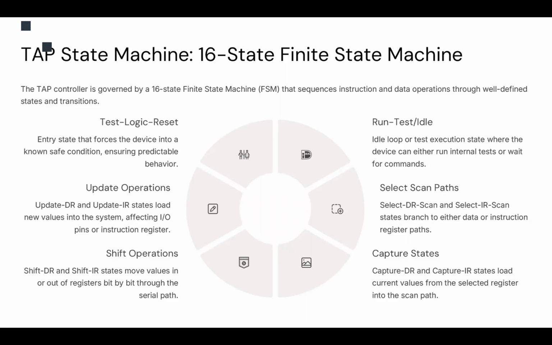We have a test logic reset, which forces the device into a safe condition. We have update operations, which basically load new values into the system. We have the shift operation, which moves the values from cell to cell using the clock pulse. We have the run test state, which is a test execution state. We have select scan path, which basically defines the state branch to either the data or instruction register path. We have a capture state, which basically loads the current values, the observation that we talked about, from the selected register, so we could observe the functionality of the core logic.